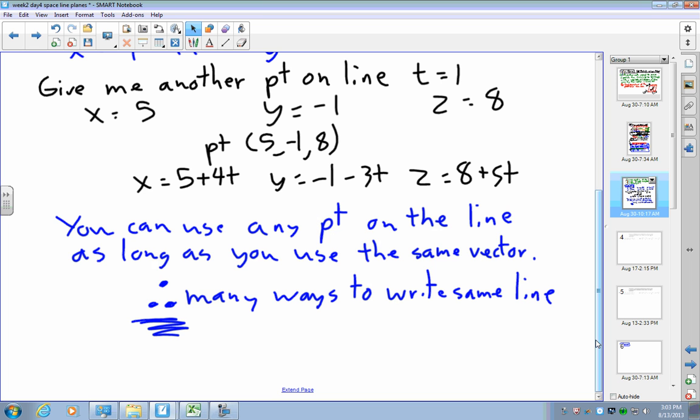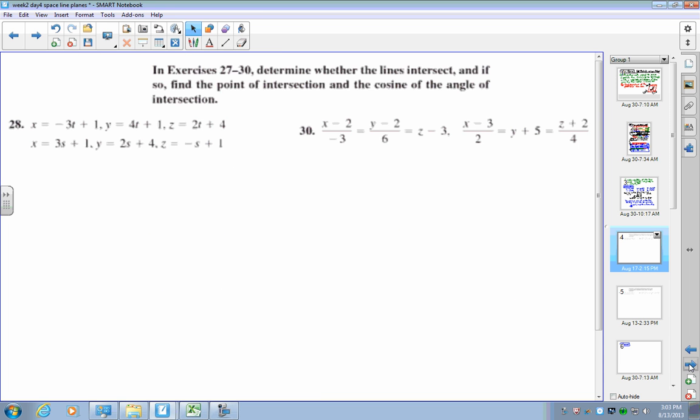Today we're doing 2 things, lines and planes. But before we get to the planes part, I have 2 examples about lines. Okay? So in 27 through 30, this is from the old textbook. It says, determine whether the lines intersect, and if so, find the point of intersection and the cosine of the angle of the intersection. So let's just look at number 28 first. We're going to do 28 on this slide. We'll try 30 on the next slide.